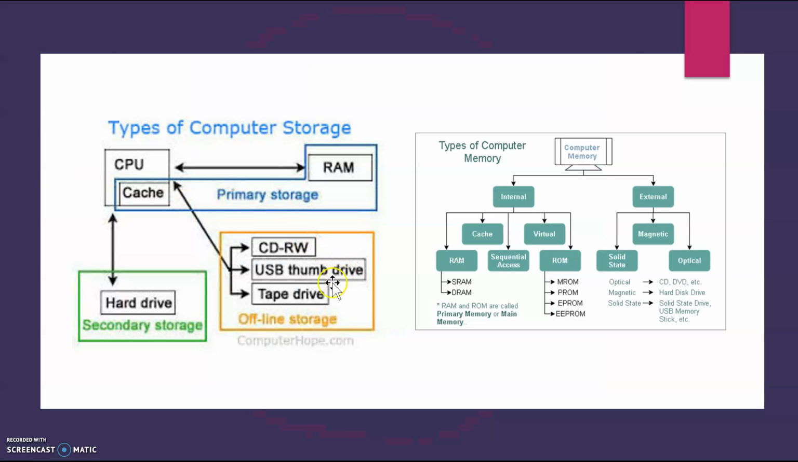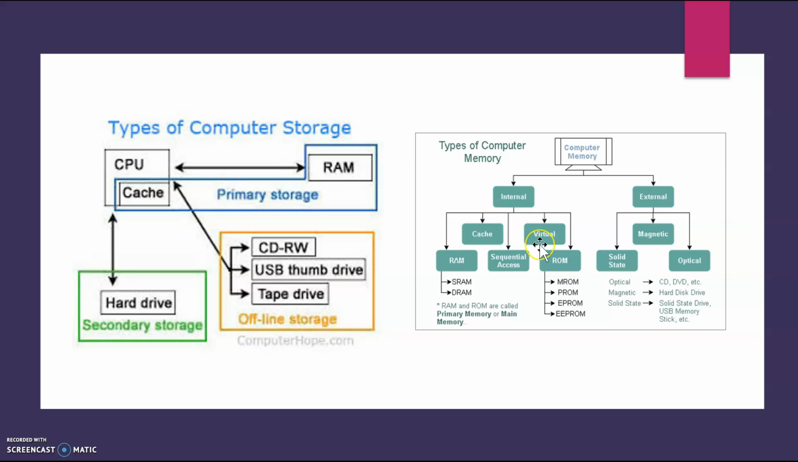Here are two diagrams explaining memory more in depth. So on the left side, we can see the CPU actually has its own memory, which we'll get into. It's the cache memory. It's primary storage along with random access memory. These are temporary. So permanent storage is on the hard drive, which is secondary storage. And this orange box represents storage that can be plugged into a computer, CDs, USB, etc.